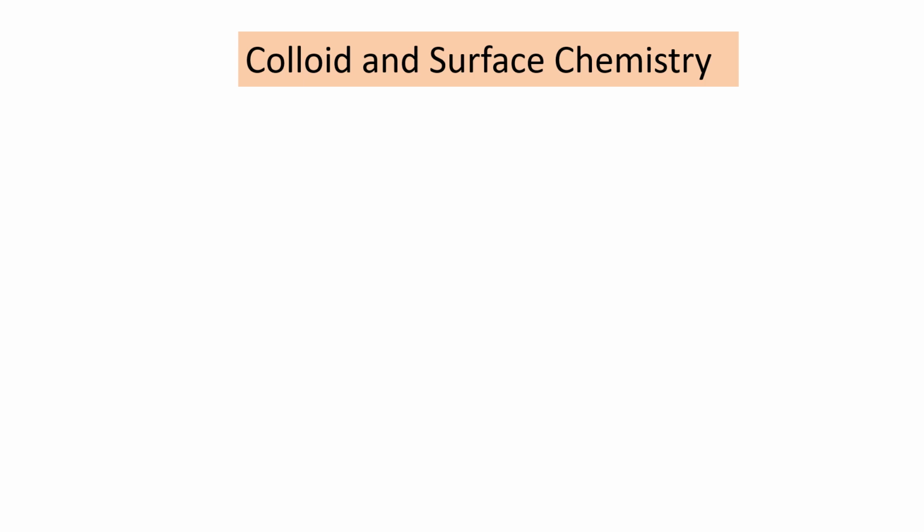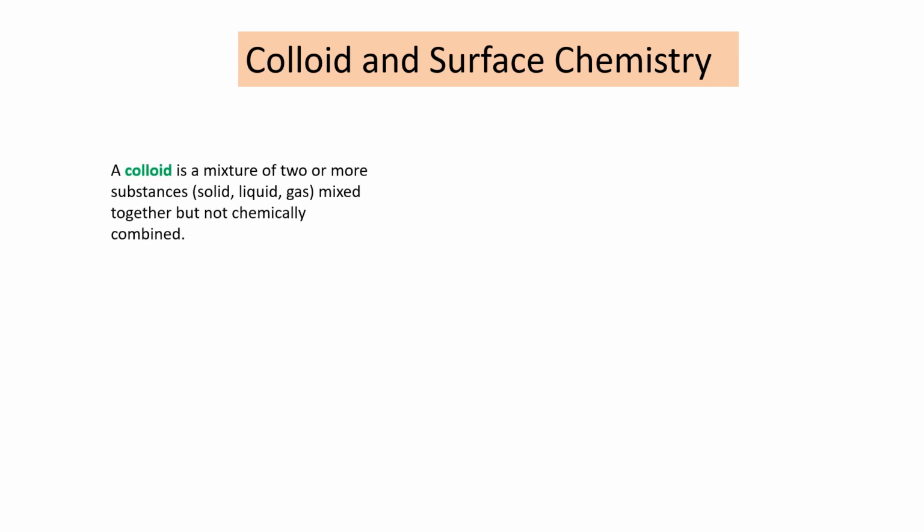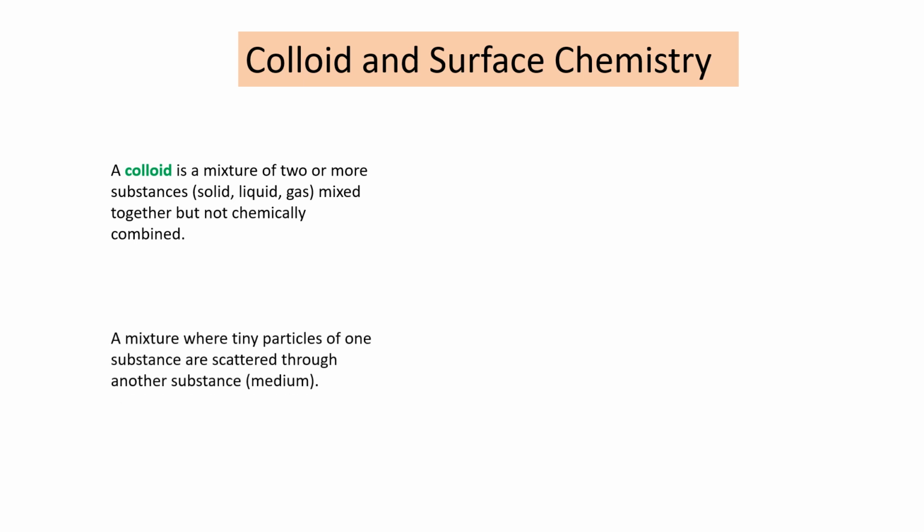So in this topic, we are going to learn what is defined by colloid and surface chemistry. Colloid is a mixture of two or more substances. It can be in solid, liquid, or gas phases mixed together but not chemically combined. A colloid can also be defined as a mixture where tiny particles of one substance are scattered through another substance, which we call the medium.